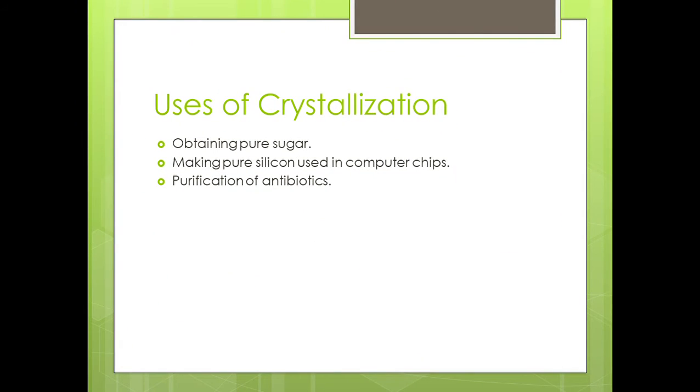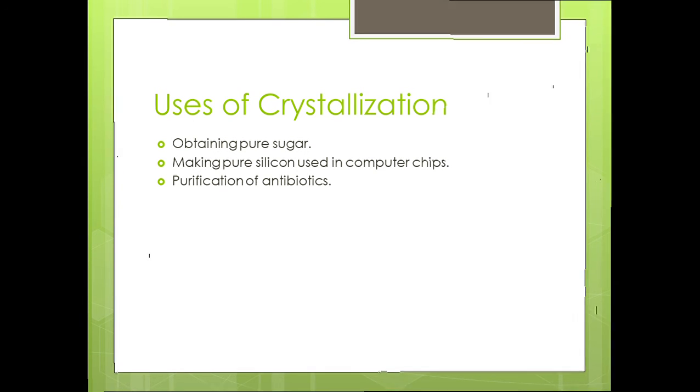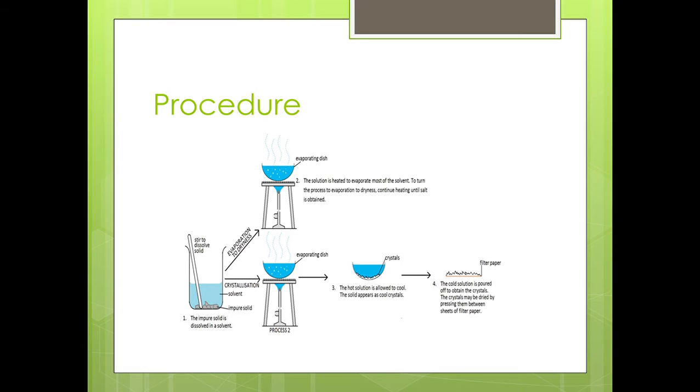Uses of the crystallization process are obtaining pure sugar, making pure silicon used in computer chips, or even purification of antibiotics. Now this, guys, is the procedure of crystallization. You can take a clear picture of what I said by referring to this diagram.